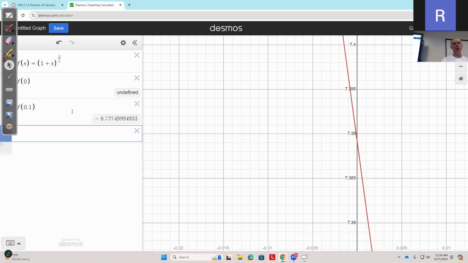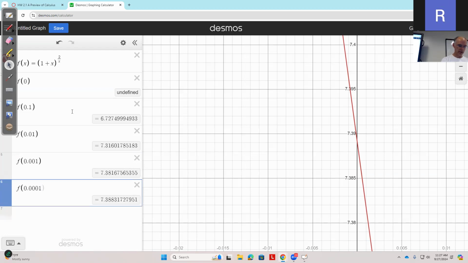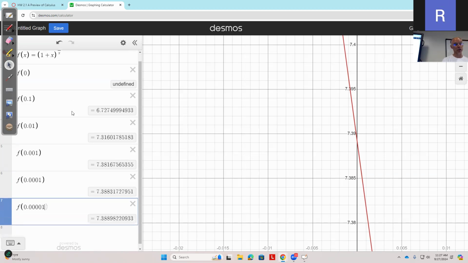So I'm just going to go f of 0.1, f of 0.01, so 1/10, 100th, f of 0.001, 1,000th, f of 0.0001, 7.388. Okay, so it's getting close to that 7.39 I was saying. Well, how close is close enough? We'll talk about that later.